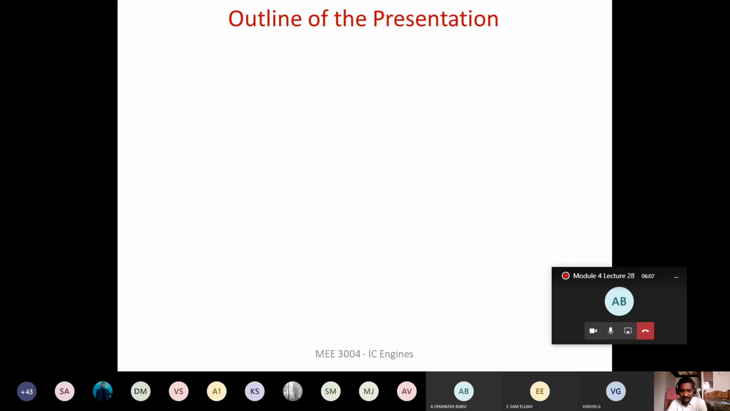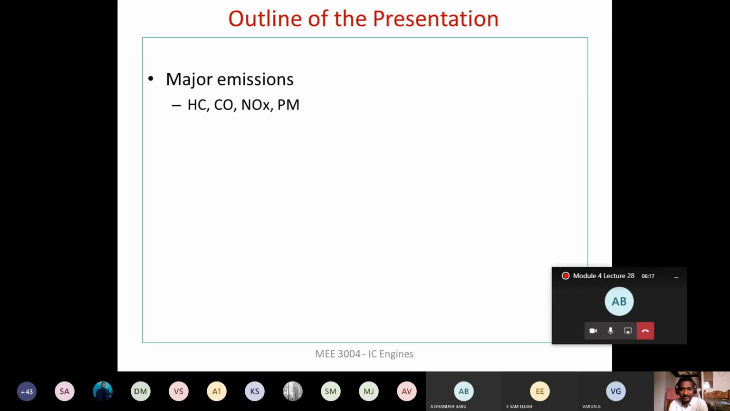Emission control from SI engine. So now in this session we are going to discuss how to control the emission from CI engine. The outline of the presentation is like this. Let us start with the major emissions from the CI engine.